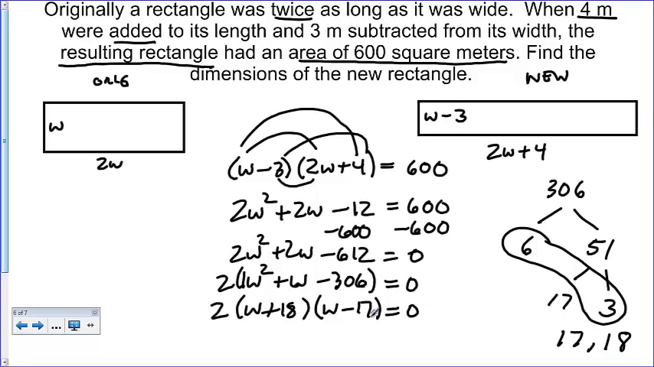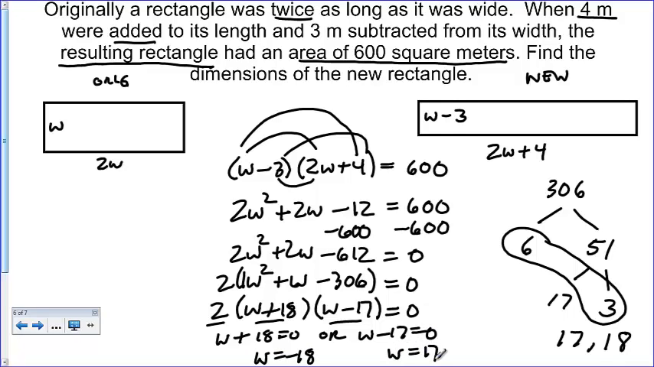So property of zero product says one of these three factors will equal 0. But remember, 2 will never equal 0, so I get w plus 18 equals 0, or w minus 17 equals 0. Solve these two equations. Here I'll get w equals negative 18 when you subtract 18 from both sides. Here I get w equals 17. Again, since w represents a width, we'll reject negative 18, and our answer has to be 17.